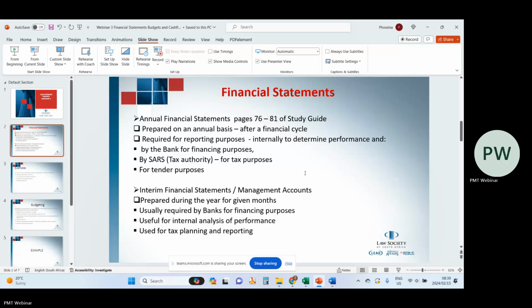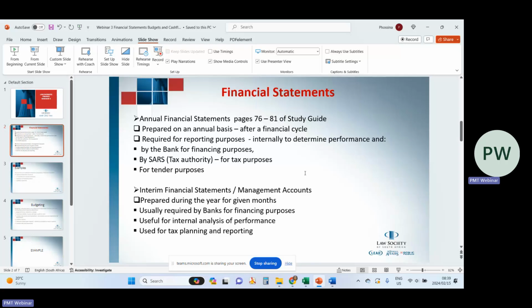Okay, so like what I've said, they are prepared during the year for the given months. If you are in October, then it's like period 8. So you will say, I'm preparing management accounts for 8 months ending 31 October 2024, 2025, 2026, just like that. So that's how you prepare them for 10 months or for 6 months ending August, just like that.